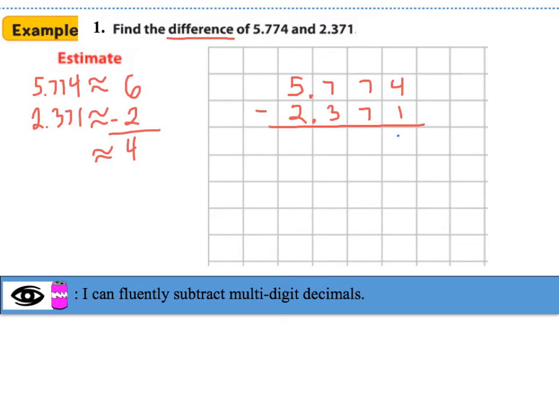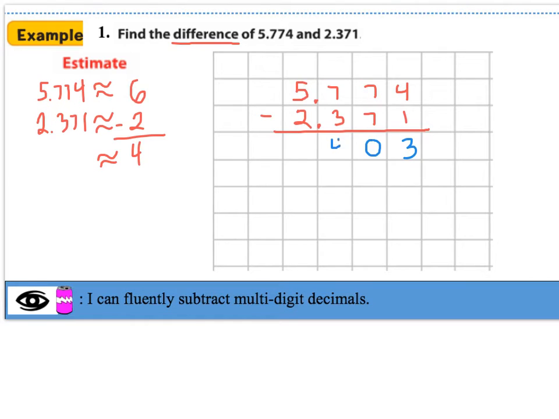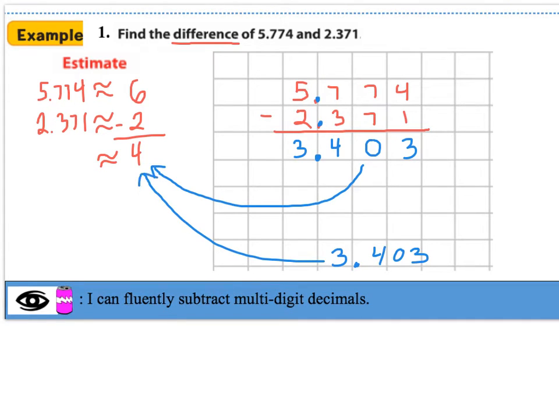4 minus 1 is 3. 7 minus 7 is 0. 7 minus 3 is 4. And 5 minus 2 is 3. So notice we've got a large number. We've got 3,403. That is nowhere near our estimation of 4. So we know our answer is not correct yet. What we need to do is we need to make sure we drop down the decimal right below. So now our precise answer is 3 and 403 thousandths. That answer is much closer to our estimate, so we know our answer is reasonable.